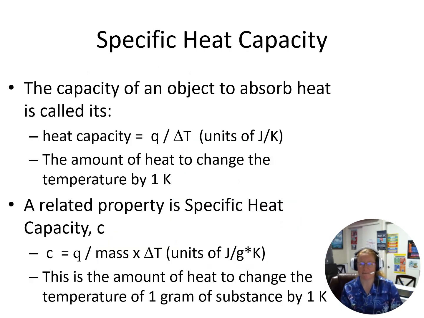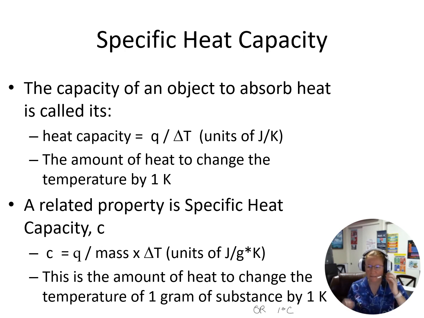Okay? Now, every substance has what is called a specific heat capacity. So it's the amount of heat required to change the temperature of 1 gram of the substance by 1 Kelvin, or by 1 degree Celsius, okay? These are exactly the same regardless if we put it in terms of Kelvin or Celsius, because when we deal with these, we're going to be dealing with a change in temperature. And the size of a Celsius degree is the same as the size of a Kelvin.